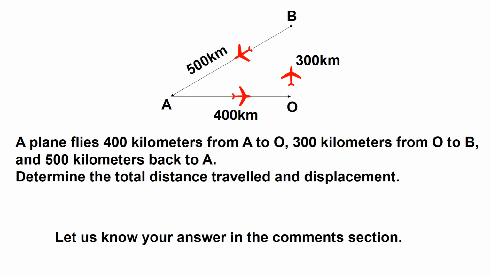A plane flies 400 km from A to O, 300 km from O to B and 500 km back to A. Determine the total distance travelled and displacement.